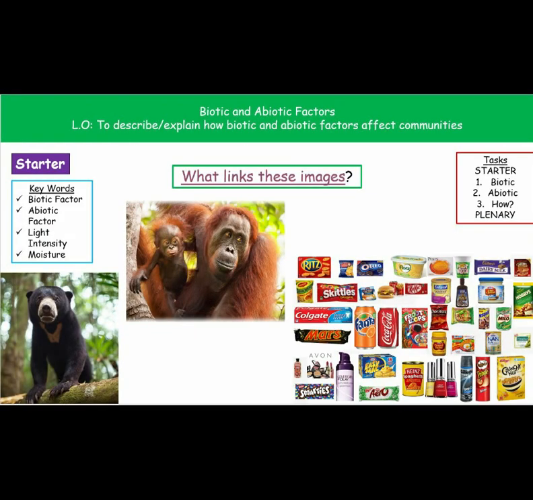So on your screen at the moment then, what we've got are a collection of images that are actually linked together. So in the bottom left we've got a sun bear, in the middle we've got an orangutan, and then in the bottom right a series of products that you would normally be able to find in a supermarket. Maybe not so much at the moment, but usually you would be able to. So what I want you to do, jot down in your book what links those images. I'm only going to give you about 20 seconds to do that.